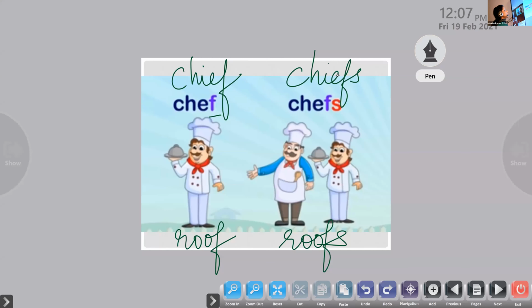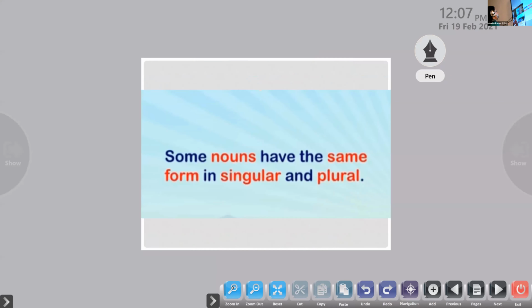Now, let's move on to the next rule. Please do learn these words very well. There are some nouns that have the same form in singular and plural. Which are those words? There are three words which have the same form in singular and plural. Those words are sheep, fish, deer. Come on, tell me, which are those words?